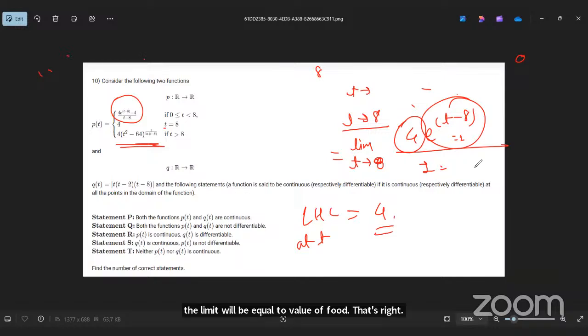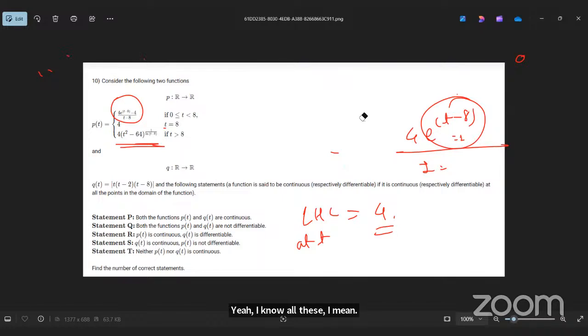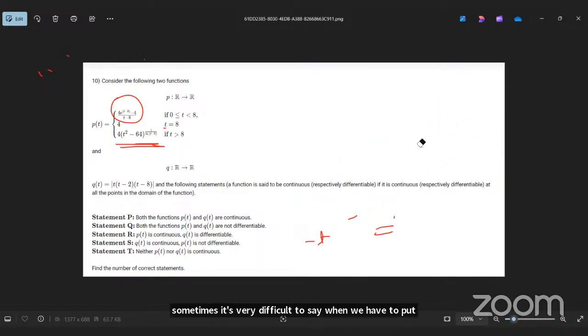Fine. Yeah, I know all these. Sometimes it's very difficult to say when we have to put the value and when we don't have to put the value. But whenever you think that the function is continuous, then we can substitute the value, because that's the definition of continuity, that the limit is equal to the function value.